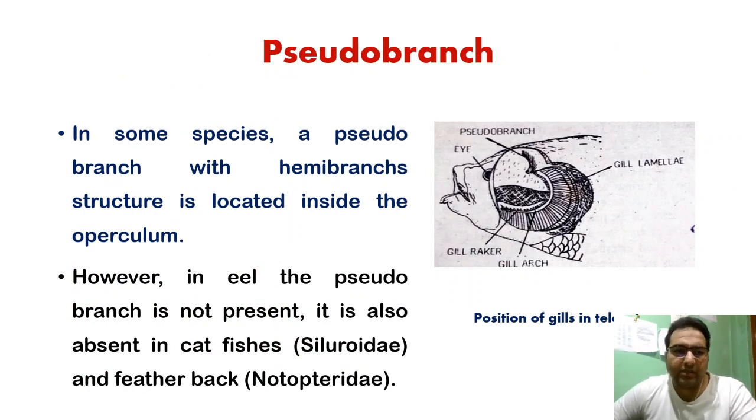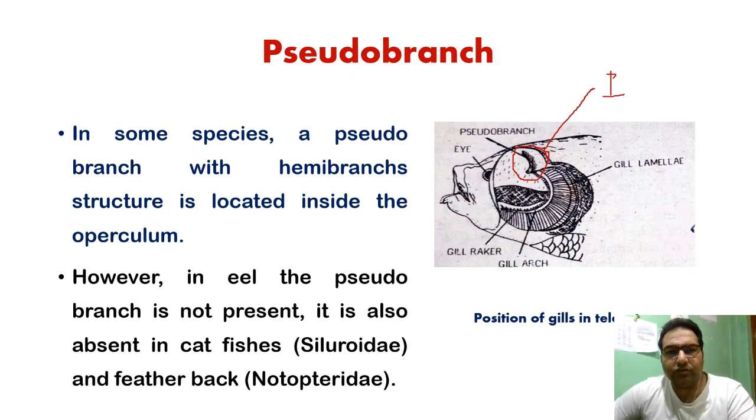Now, talking about the pseudobranch, I mentioned that it is the first gill arch which is reduced. The pseudobranch is also called pseudobranchia. It is reduced. First gill arch, this one. This we call the reduced first gill arch.